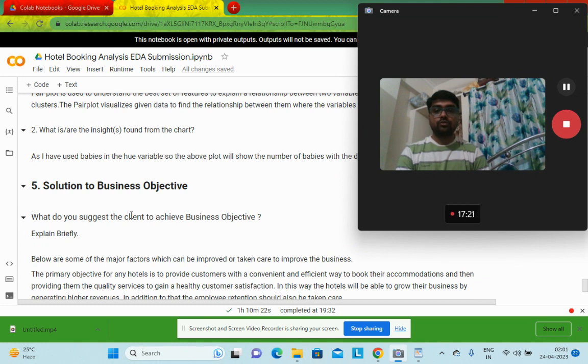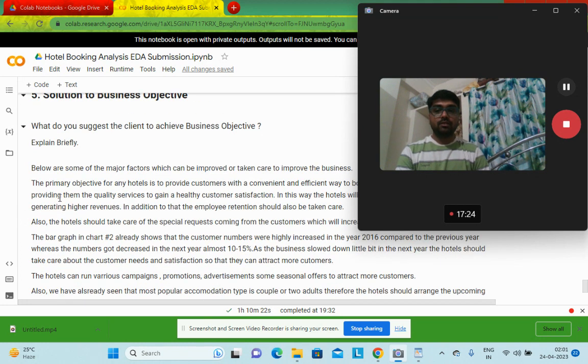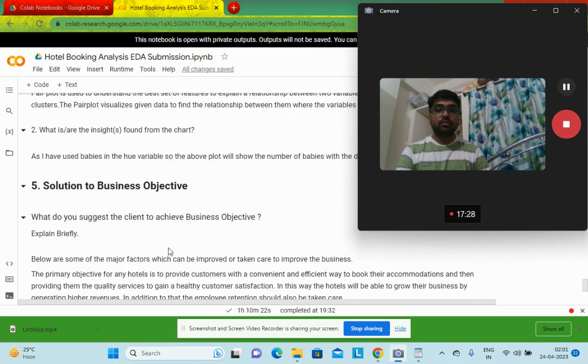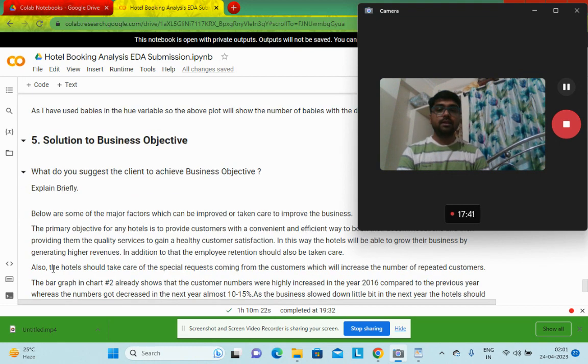Next, solutions to the business objectives. Below are the solutions. The primary objective for the hotels is to provide customers with a convenient and efficient way to book the accommodations, and then provide them quality service to gain healthy customer satisfaction. In this way, the hotels will be able to grow their business by generating higher revenues. In addition to that, employee retention should also be taken care of.